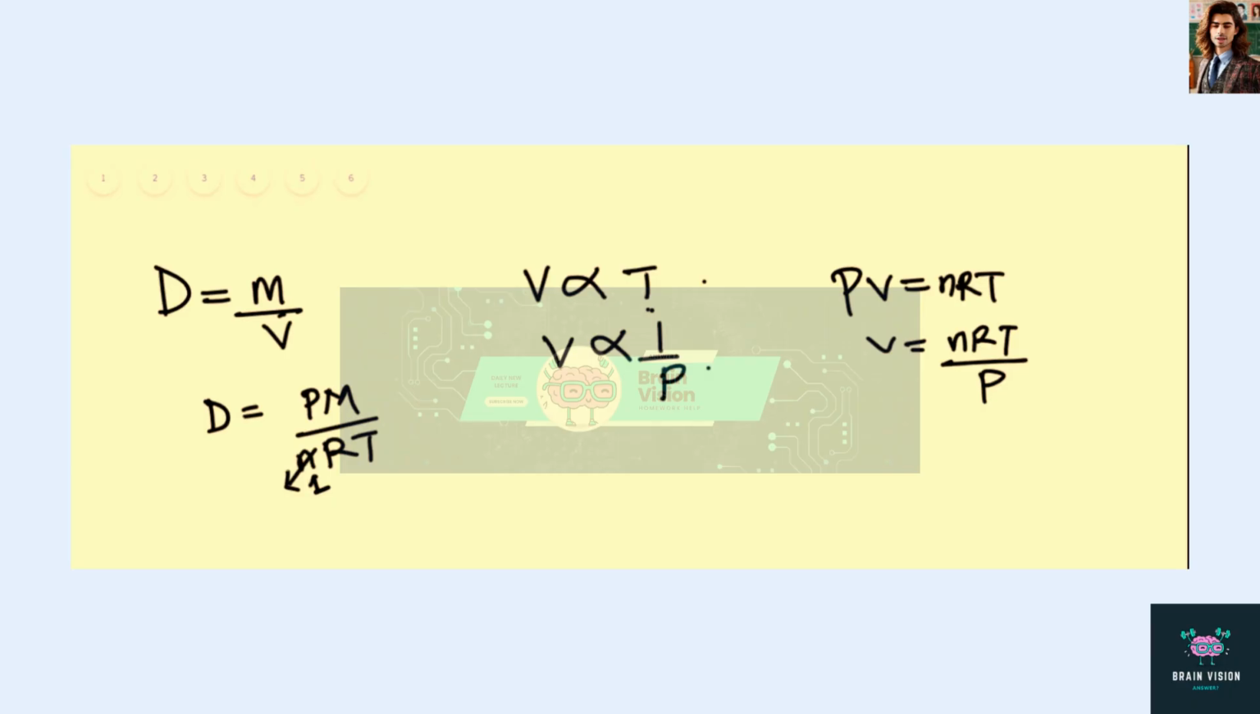So this is how the molar mass affects density. Density increases with increasing molar mass, and density decreases with increasing temperature.